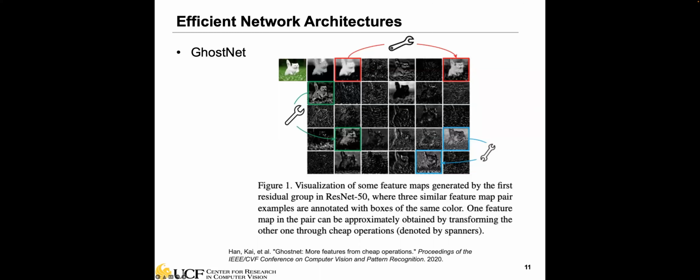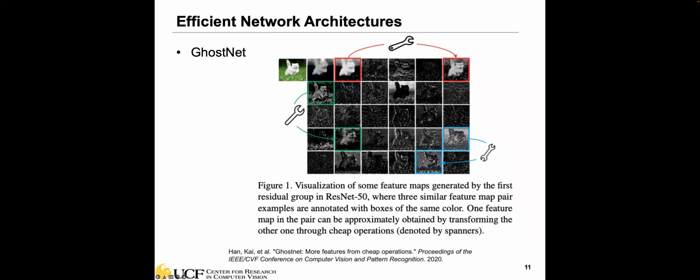And similarly here, if you look at the green one, somehow they are also very similar. But this one and this feature map look very different. But here, these two are very close to each other. Also for this blue pair here.